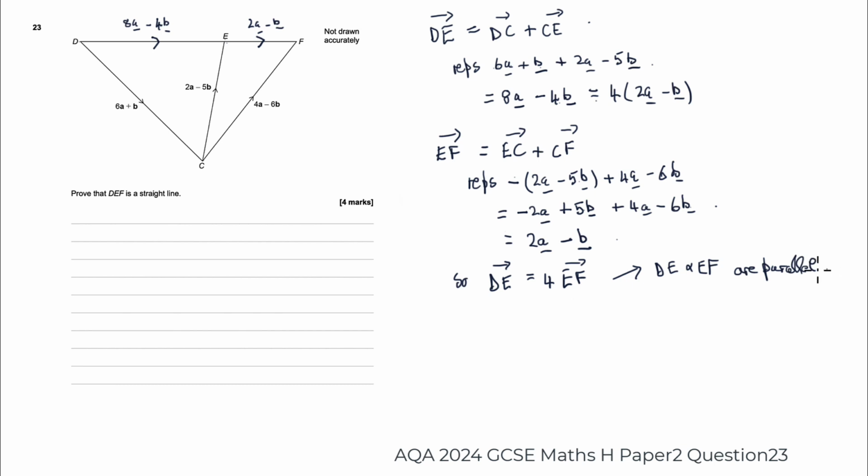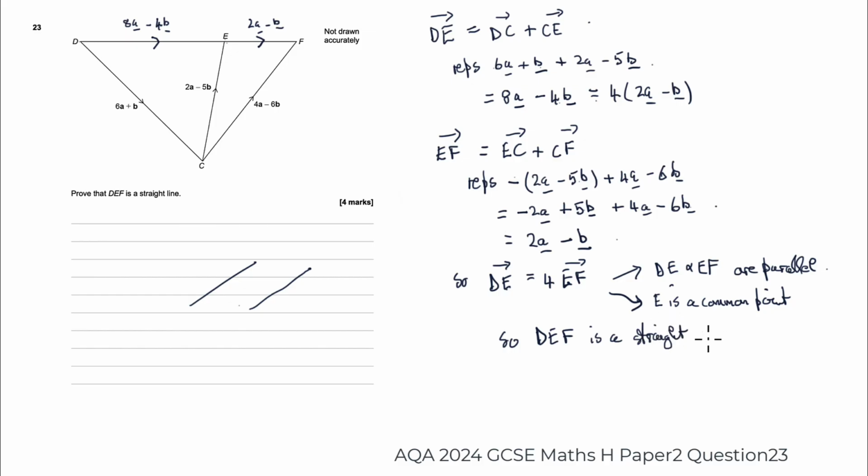Now does that mean they're in a straight line? Not quite, because we could have 2 lines parallel that are not in a straight line. But the point here is that E is shared, so this situation cannot arise. So E is a common point. And all these facts mean that DEF is a straight line. So there's our proof.